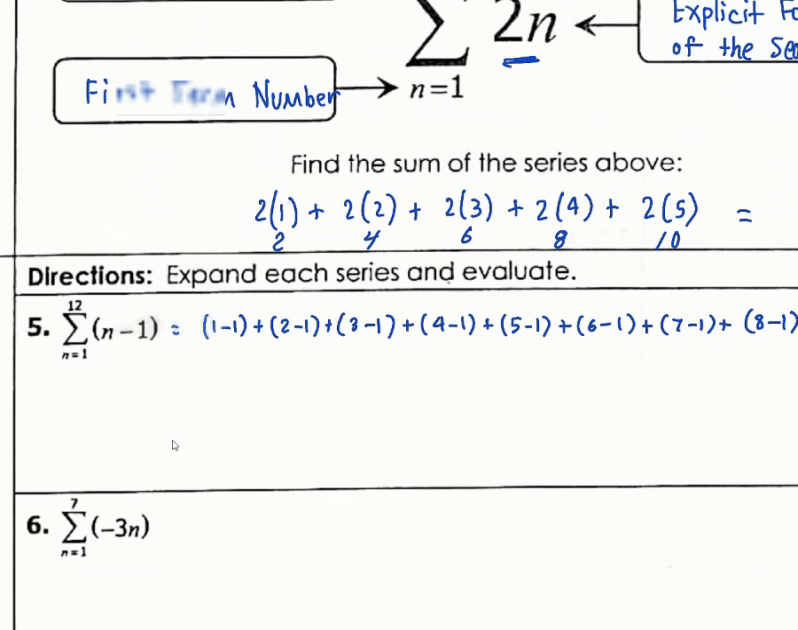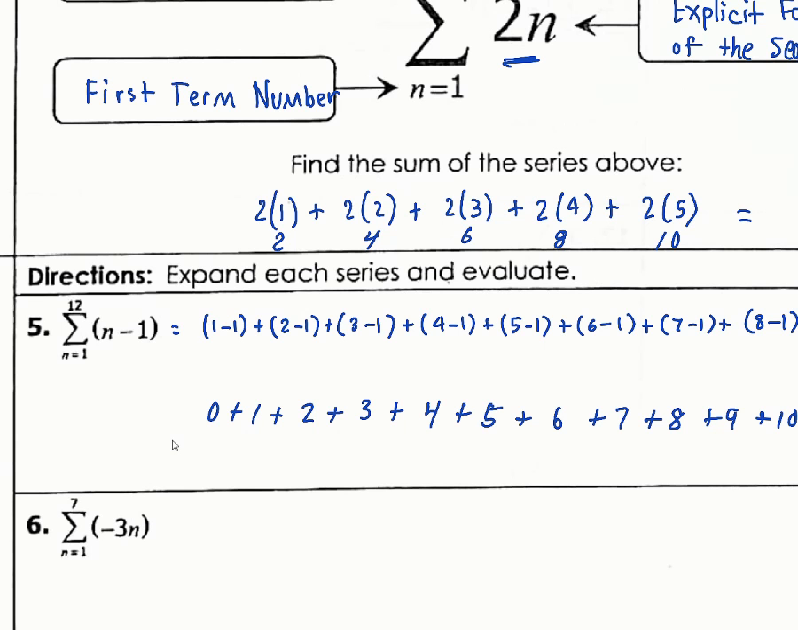So annoying, especially when, what is 1 minus 1? 0. What's 2 minus 1? 1. What's 3 minus 1? 2. 4 minus 1? 3. 5 minus 1? 4. Get the point. So it's plus 5, 6, 7, 8, 9, 10, all the way to 12 minus 1, which is 11. And then we're going to add them all up.